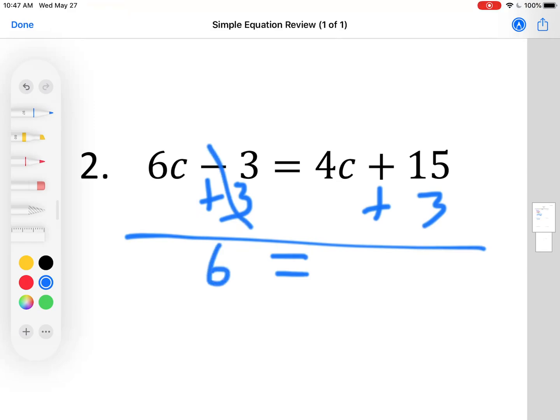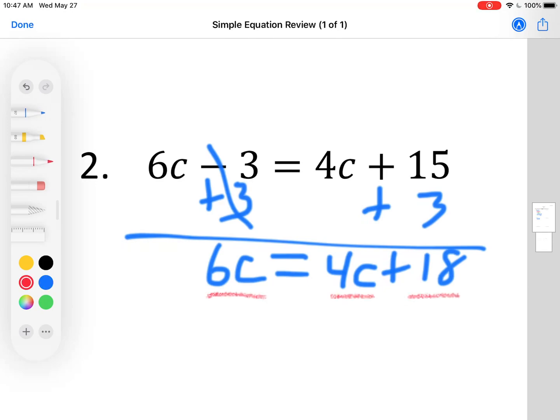These two cancel, leaving 6c. Over here we have 4c, nothing to combine it with. 15 plus 3 is 18. Hey, look, now I'm down to 3 terms. I'm making progress. Which side has 2 terms? The right side has 2 terms, so we want to get rid of one of those terms. I could either get rid of 4c or I could get rid of plus 18. Well, let's see what happens.